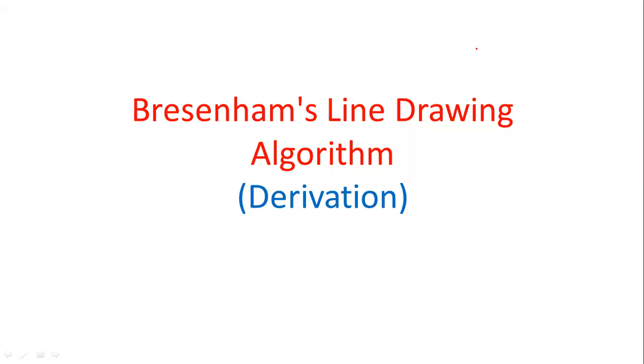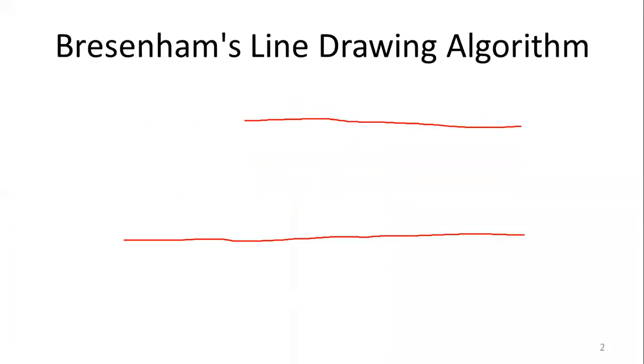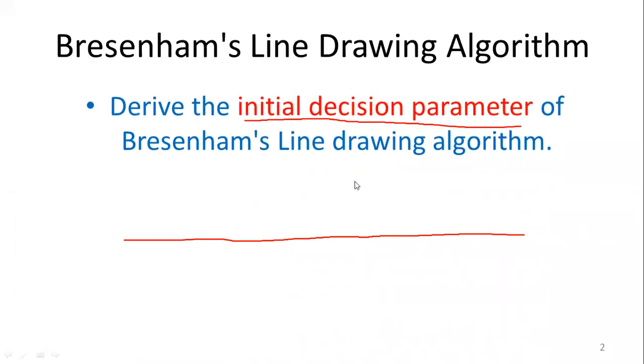Today, we are going to discuss how to derive the formula for initial decision parameter P0. In Bresenham's line drawing algorithm, there is a parameter P0, the initial decision parameter P0. Let us see how to derive the formula for that initial decision parameter P0.